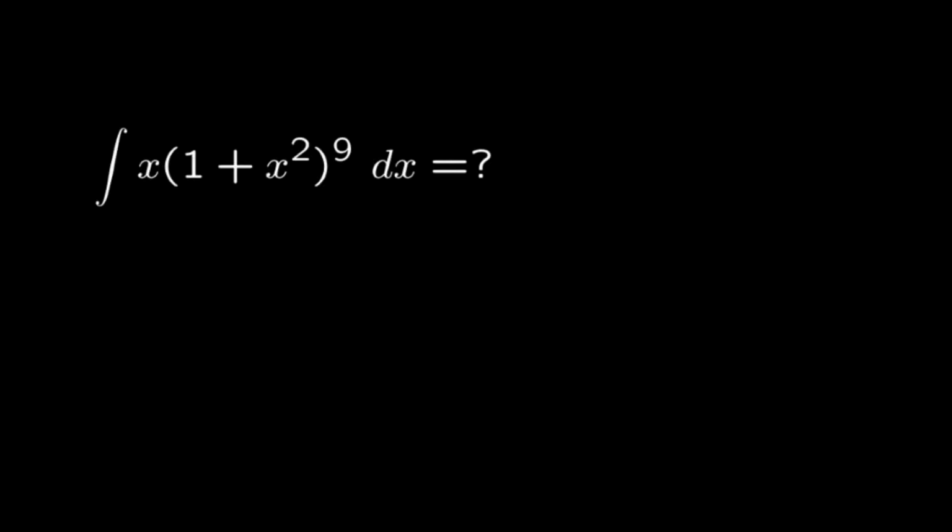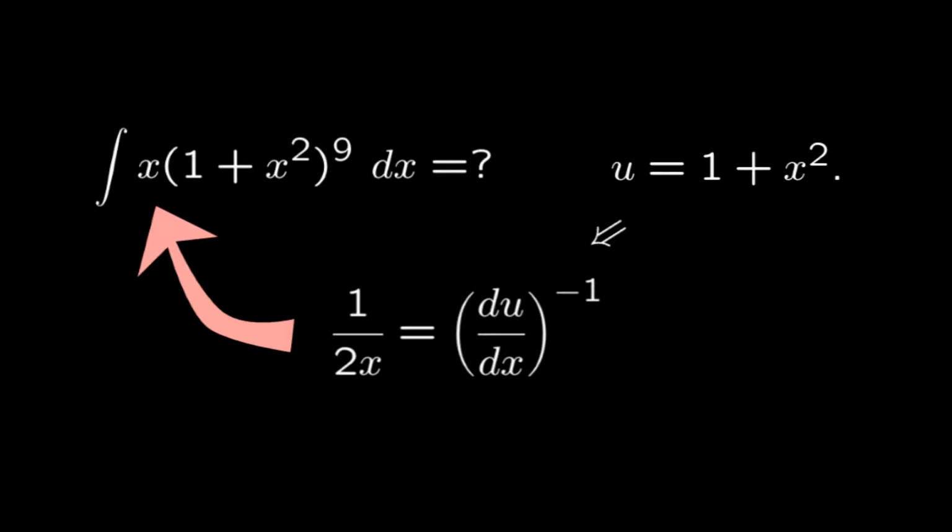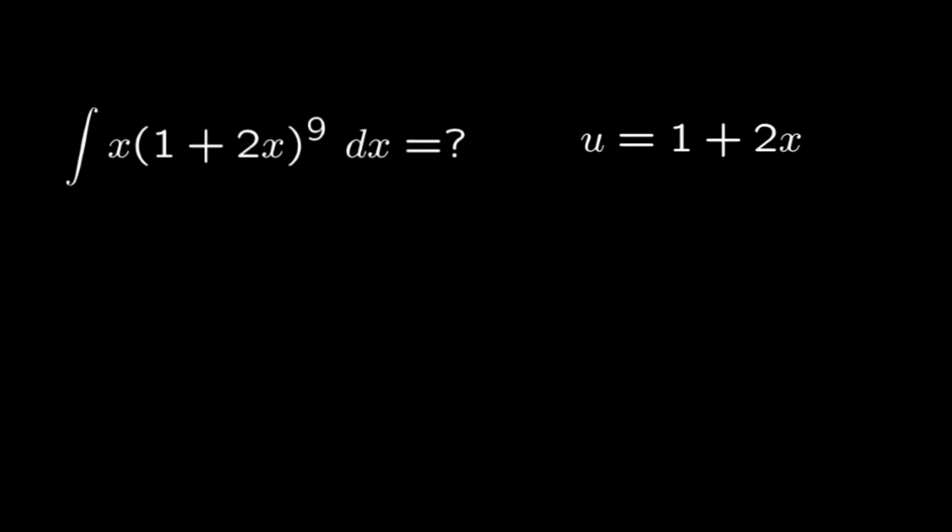As mentioned earlier, it takes multiple practices to be able to make a good choice of u. But a general principle can be as follows. The first goal is to choose u, such that a functional multiple factor is cancelled as we multiply the reciprocal of du dx. For this example, such cancellation does not seem to be available.